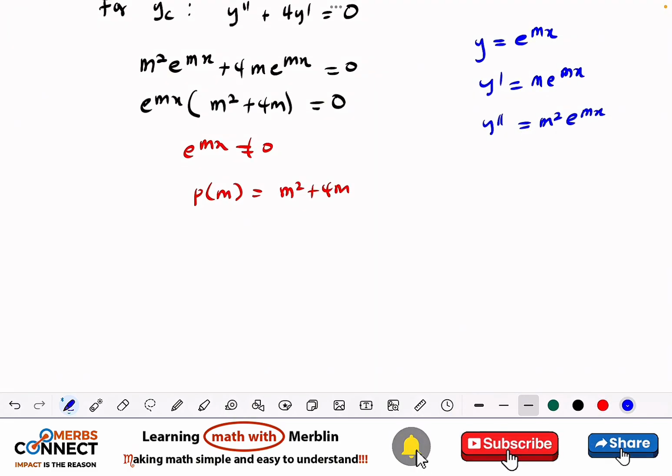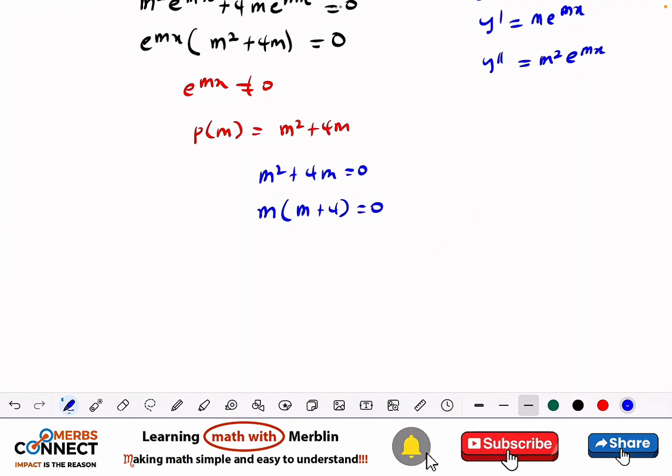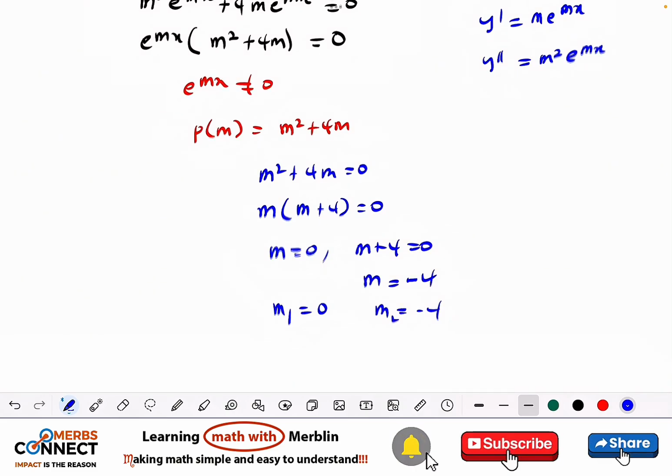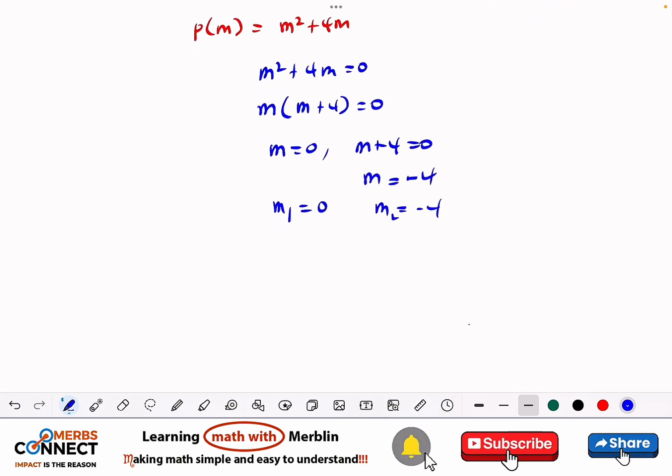Then for us to get the roots, m squared plus 4m is equal to 0. So I can factor m out, and it will be left with m plus 4 is equal to 0. So here m is equal to 0 and m plus 4 is equal to 0. So we can see that m should be equal to minus 4. So let's assume that m1 is 0 and m2 is minus 4. So this is what we are going to get. So now let's write out the complementary solution.